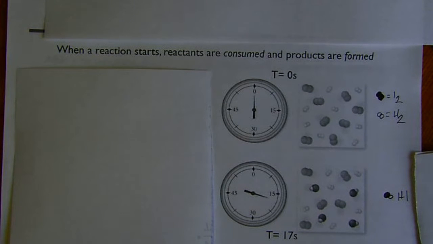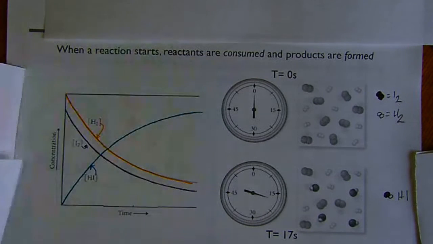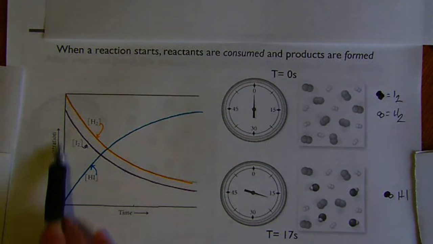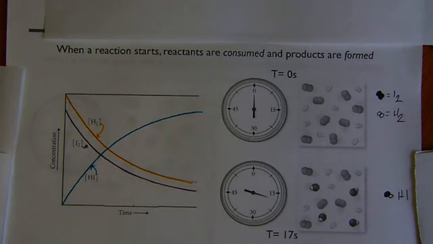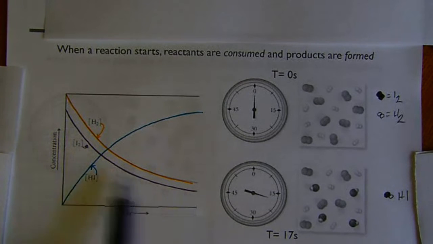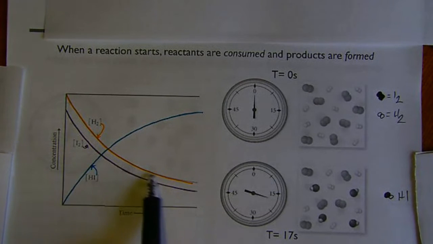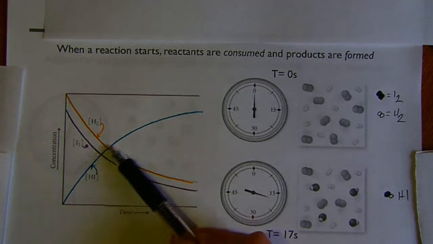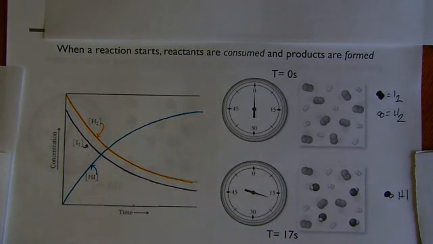If we were to graph the changes in concentrations of each of these substances with time, it might look like this. Time is on our x-axis, concentration is on our y-axis. We can see that as time progresses, the concentration of each of my reactants is decreasing. At the same time, the concentration of my product is increasing.